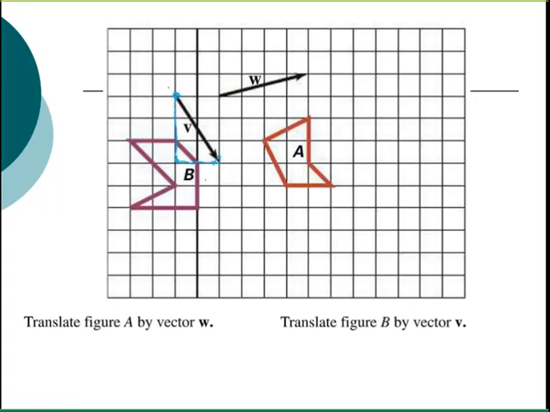So notice how I'm starting, by the way. I'm starting at the one side that doesn't have the arrow, and I'm finishing where the arrow is. So I'm going down 3, right 2. So every one of these dots needs to go down 1, 2, 3, right 1, 2. So that's my first new dot.